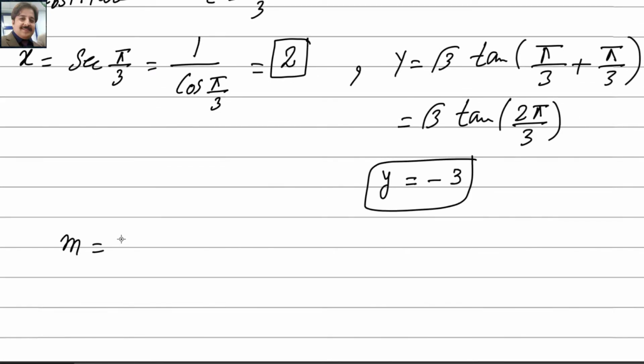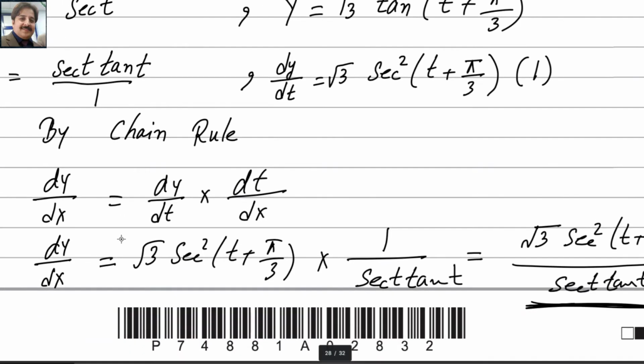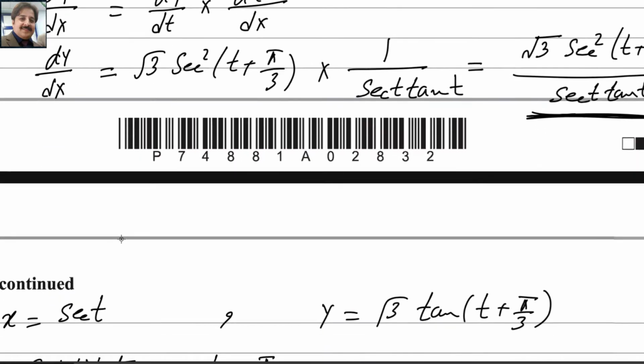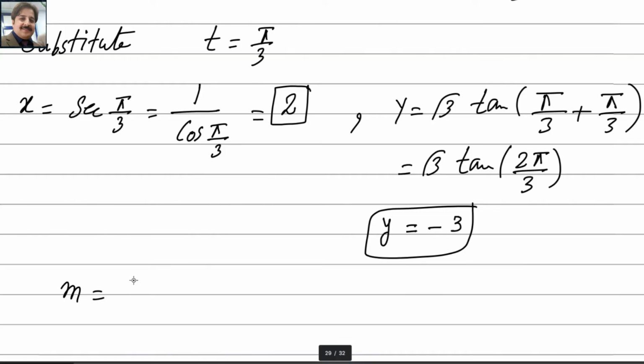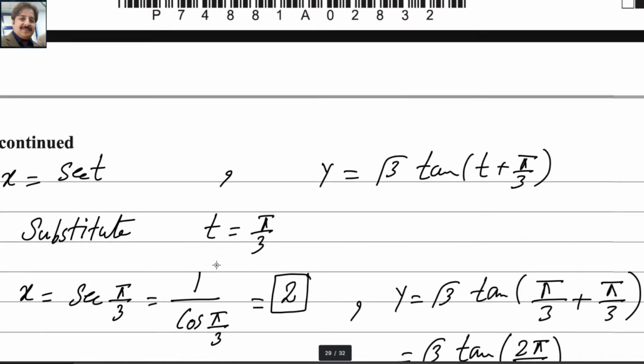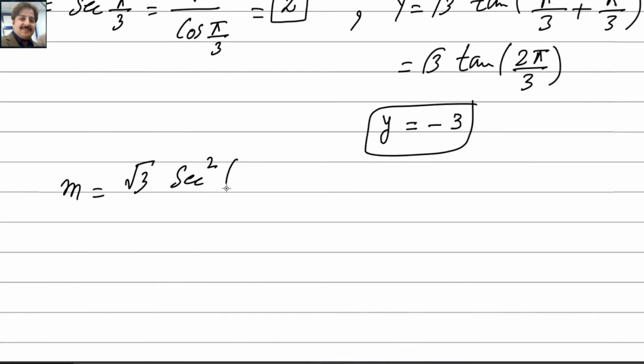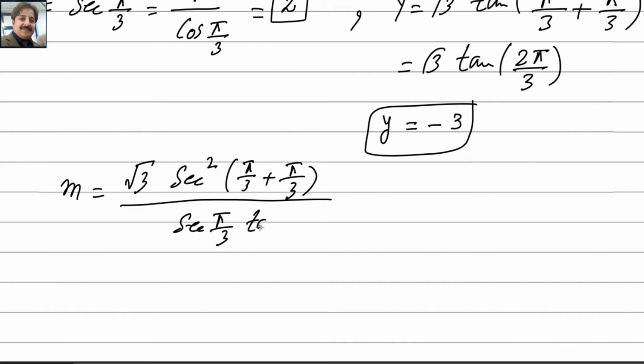Gradient will be equal to, you know that in the previous part we already got dy by dx, that is 3 square root 3 secant square of (t plus pi by 3), divided by secant t and tan t. So you can use the value of t here. t is pi by 3, so secant pi by 3 and tan pi by 3.